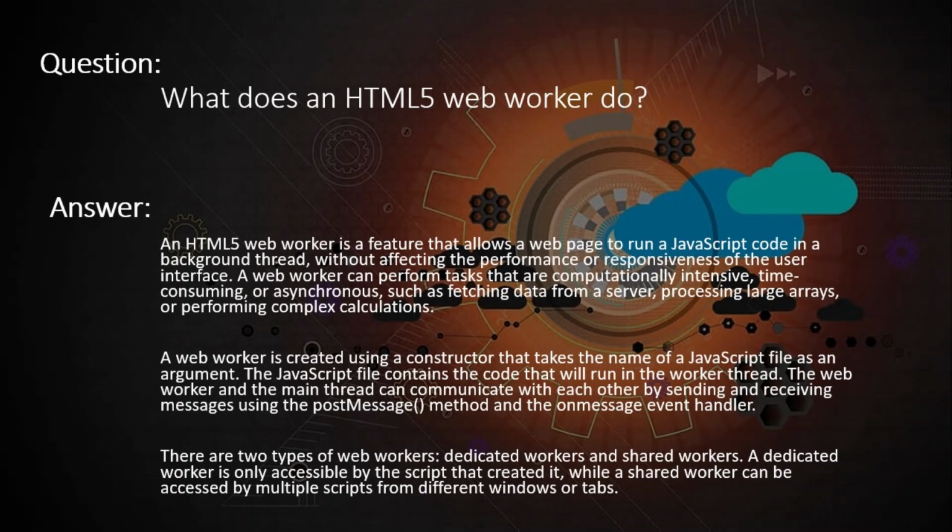A web worker is created using a constructor that takes the name of a JavaScript file as an argument. The JavaScript file contains the code that will run in the worker thread. The web worker and the main thread can communicate with each other by sending and receiving messages using the postMessage method and the onmessage event handler.